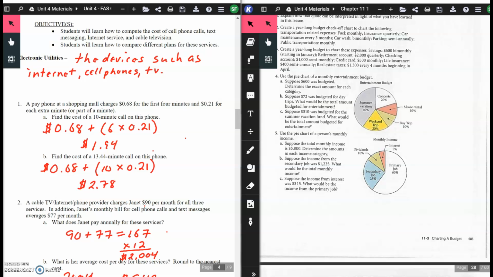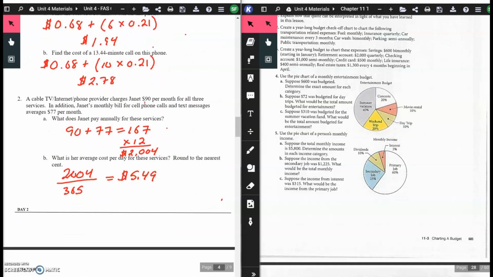Part B, find the cost of a 13.44 minute call on this phone. Again, 68 cents for the first 4 minutes, and then it's going to be 10 extra minutes because you have to round up, all right, for part of a minute at 21 cents per minute, gives you $2.78 for that phone call.